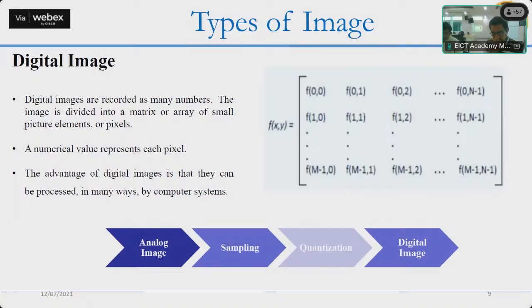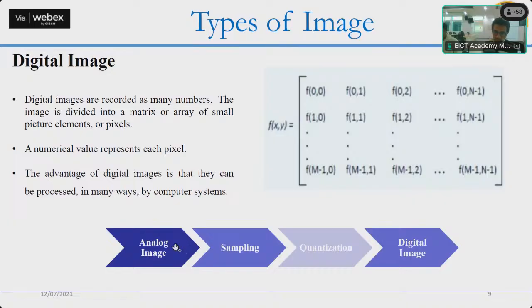Some people may be thinking, are the analog and the digital image totally different? No, even an analog image can be converted into a digital image. Why do we consider the digital image? Because it is far easier and far quicker to process in comparison to the analog image.